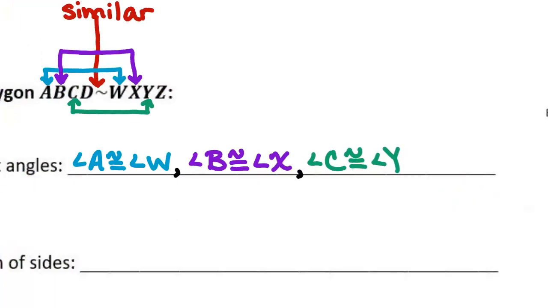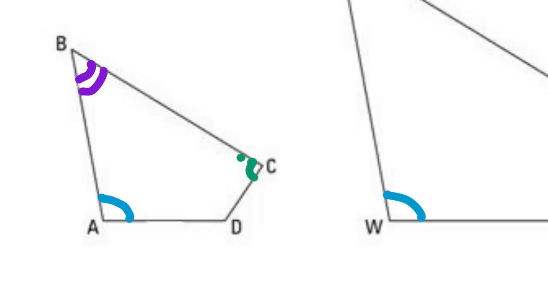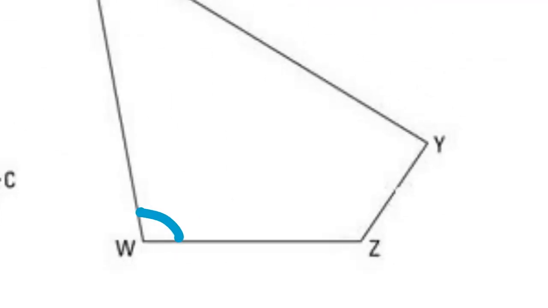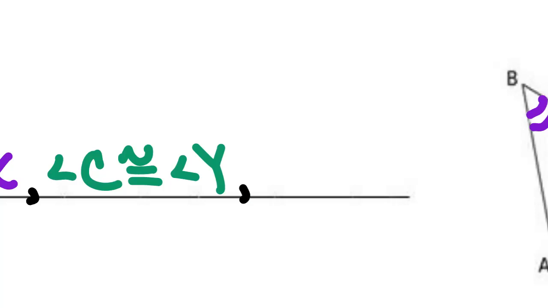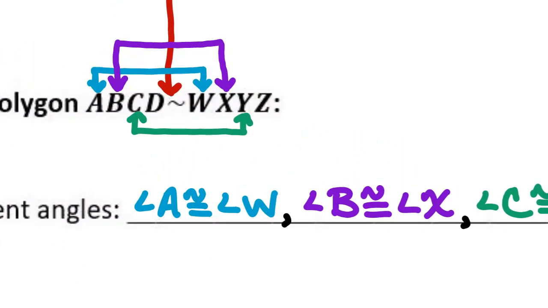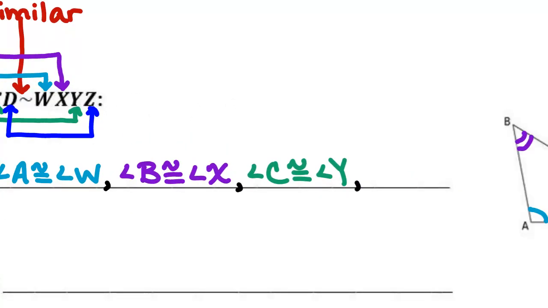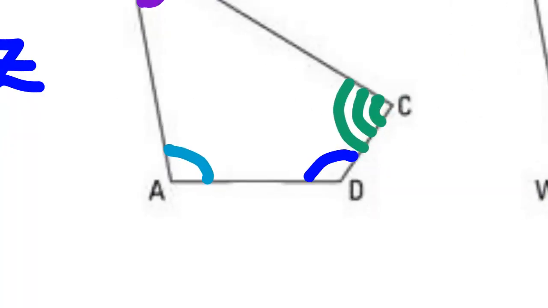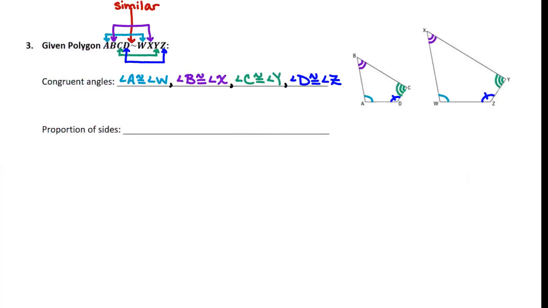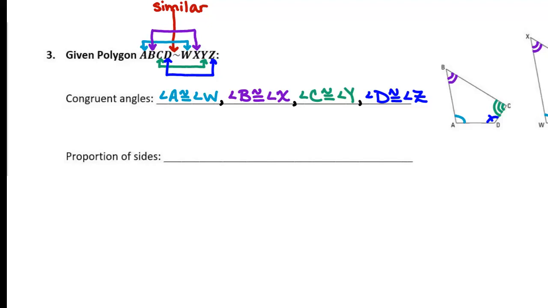I'm going to go and mark that on my picture. Here's angle C. Here's angle Y. And are there any other angles that are corresponding and therefore congruent? D and Z, last one in each name. Angle D congruent to angle Z. So those are my congruent angles.